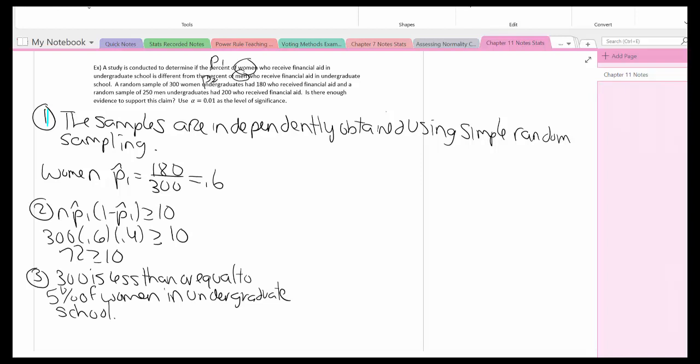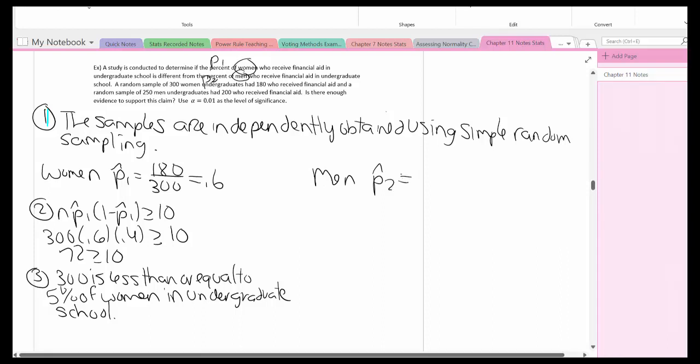Okay, so n times p hat 1 times 1 minus p hat 1. We need to check to make sure that's greater than or equal to 10. And in this case, it is. And then, 300 is less than or equal to 5% of women in undergraduate school. Now, we got to take care of the men now. So, men, I will write this as p hat 2. That is 200 divided by 250. That simplifies to 8/10. Now, let's verify the conditions for men now.